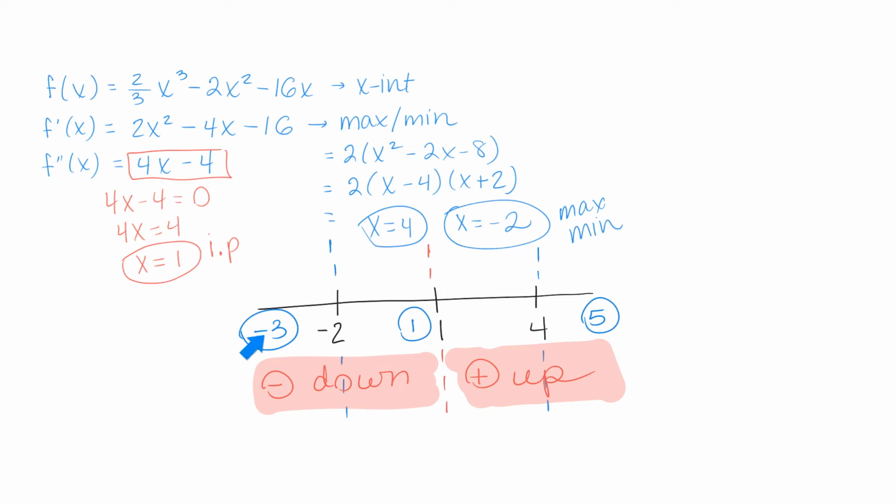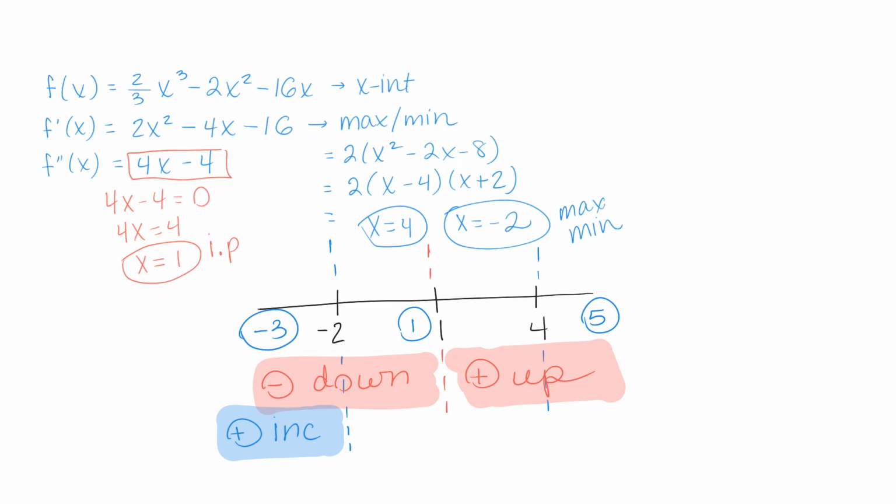If we plug -3 into our first derivative, -3 squared is 9, times 2 is 18, and then plus 12. So 18 plus 12 is a big number, minus 16. So we're going to get positive. That means this whole piece is positive, and this is going to be increasing, right?